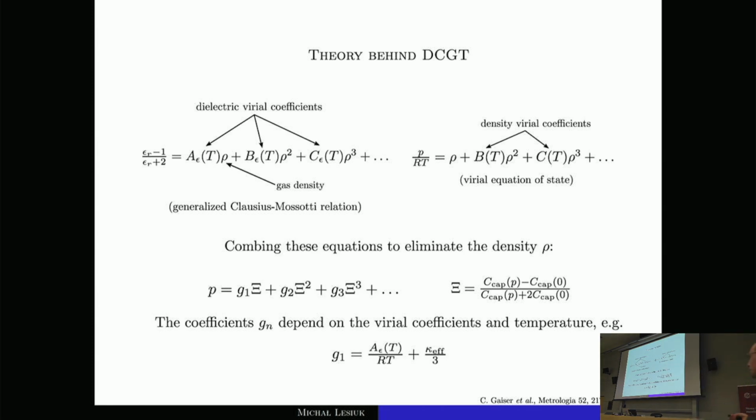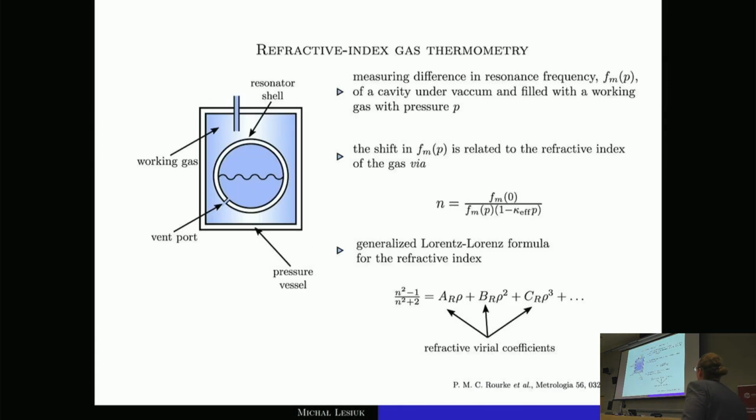So this is the main idea here. You measure xi, and if you know the coefficients, you can evaluate the pressure. The second technique I would like to show you is a bit similar, but based on measurement of a different phenomenon. This second experimental technique is called refractive index gas thermometry.